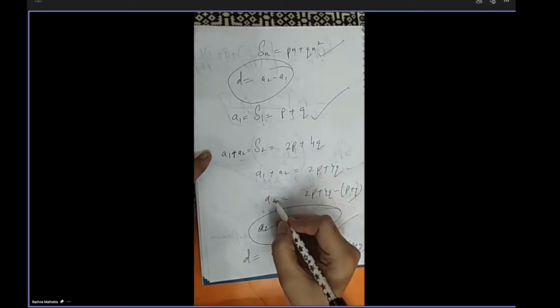If I put here 1, S1 means only one term. How can we add one term with itself? Only one term is there. So if you put 1 here, so this is A1. If you put 2 here, S2, so that will be 2P plus 4Q. So what is S2? A1 plus A2. S2 is what? Sum of two terms. One of them is P plus Q. You can shift A1 here. P plus Q is there. आप यहाँ पर A1 का value substitute कर दो and solve it. So you will get A2, P plus 3Q. Now A2 minus A1, this is the common difference.